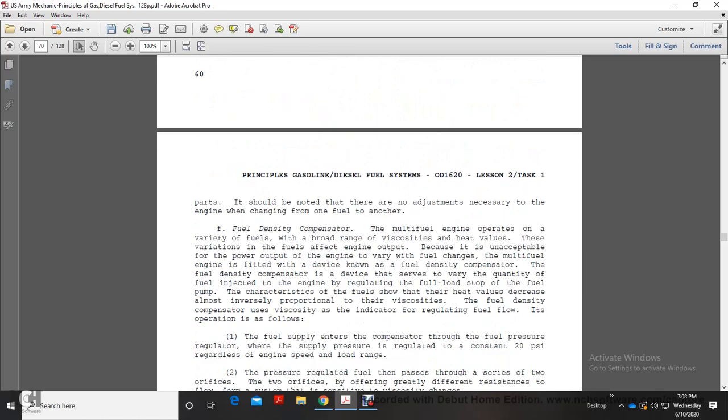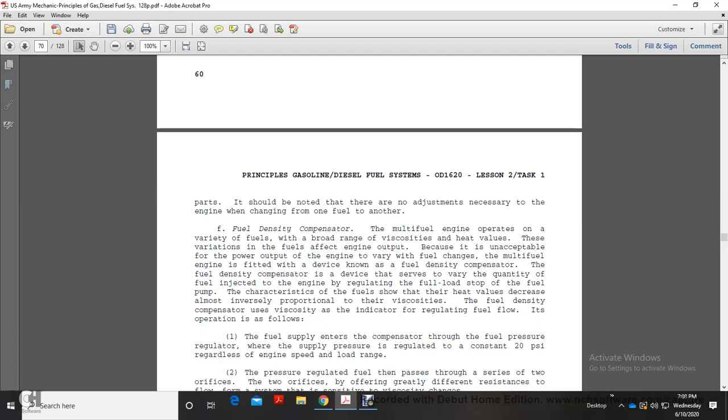It should be noted that there are no adjustments necessary to the engine when changing from one fuel to the other. Fuel density compensator. The multi-fuel engine operates on varied fuels with a broad range of viscosity and heat values. These variations in fuel affect the engine output because the acceptable power output of the engine varies as the fuel changes. Multi-fuel engines are fitted with a device known as a fuel density compensator.